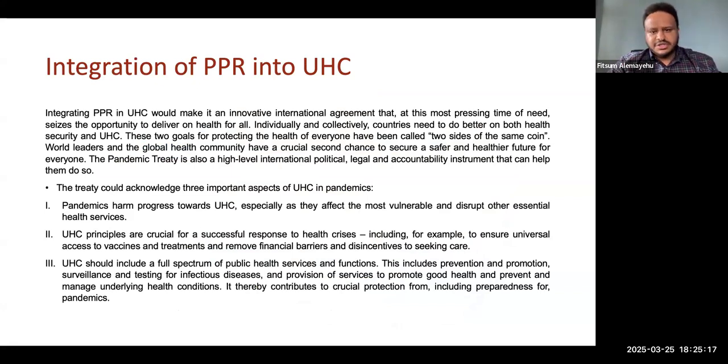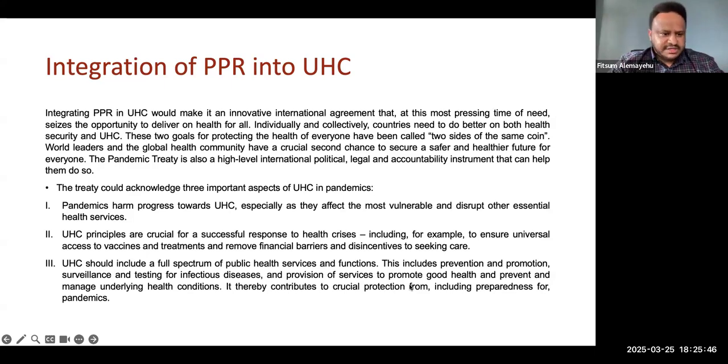So we need to be very conscious and aware that we need to apply those principles: equity, affordability, access, and make sure that people are not discriminated against when getting services, and making sure that the universality element of it, being accessible and equity-based, is something that we need to approach. So making sure that everybody understands that pandemics harm progress towards universal health coverage and can erode the years of efforts and gains that we have put into place.